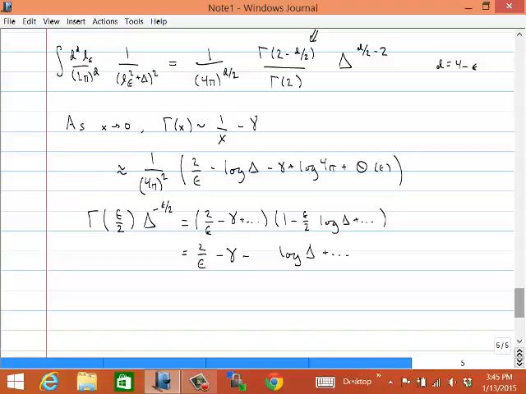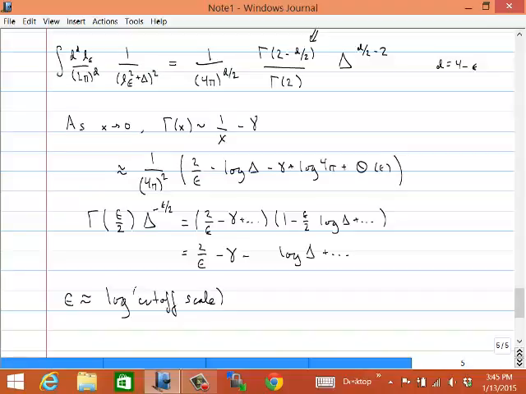There's one final comment that I'll make about this answer, which is sort of important, which is that delta in this expression is a dimensionful quantity. And it doesn't actually make sense to take the log of a dimensionful quantity. So you might wonder what's going on here. How is it that I'm taking a log of a dimensionful quantity?